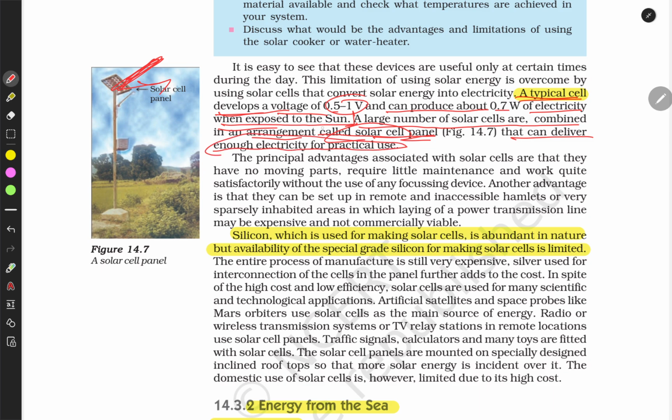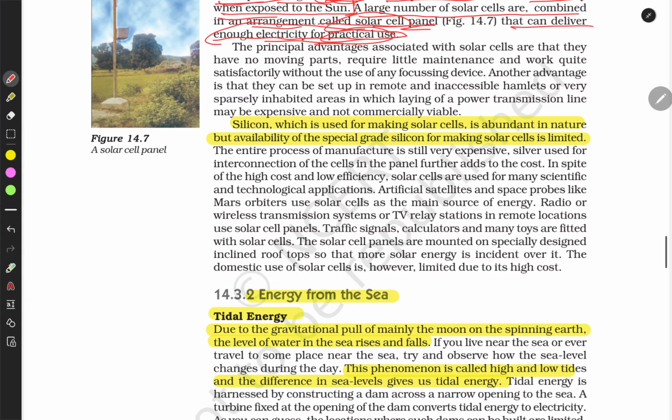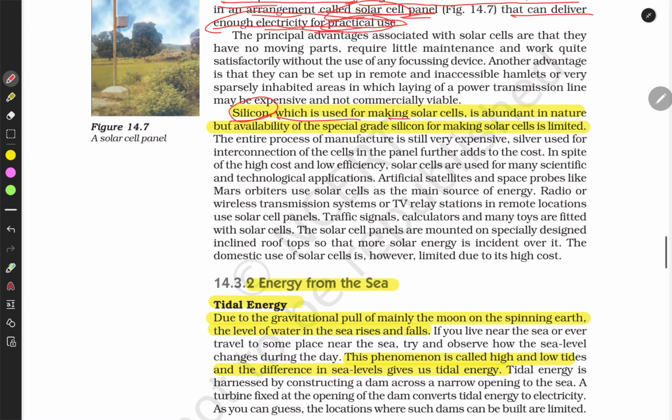So one solar cell can produce a voltage of about 0.5 to 1 volt, and a combination of multiple solar cells can produce enough electricity to run our homes and be used for practical purposes. Silicon, which is used for making solar cells, is abundant in nature, but the availability of the special grade silicon for making solar cells is limited.